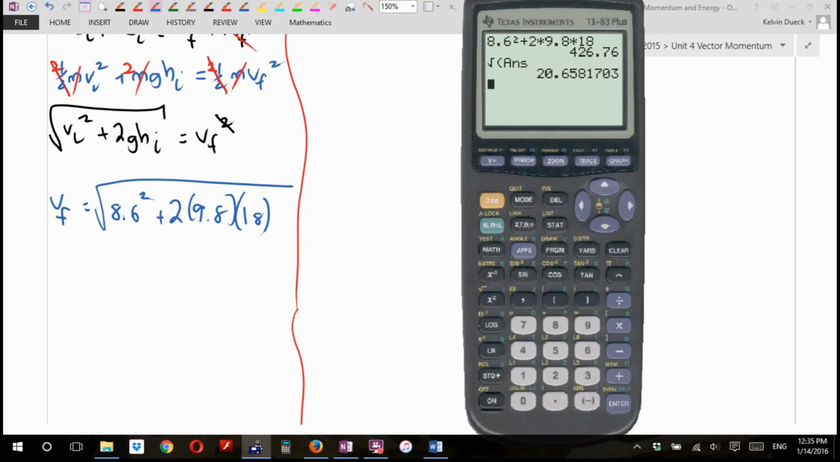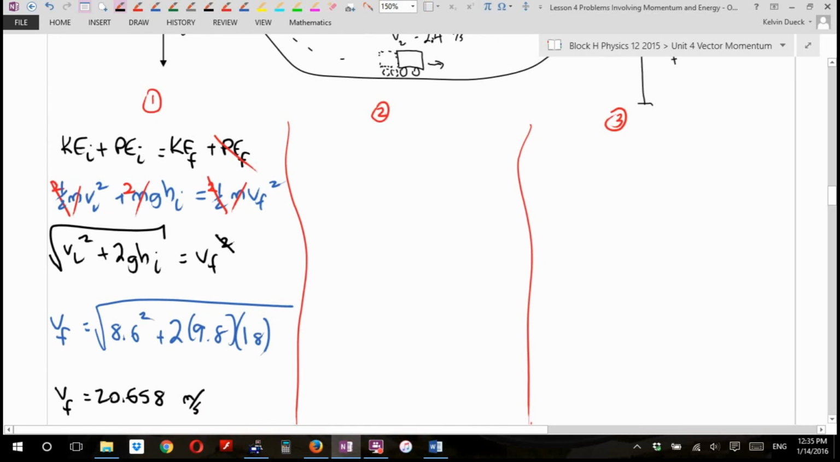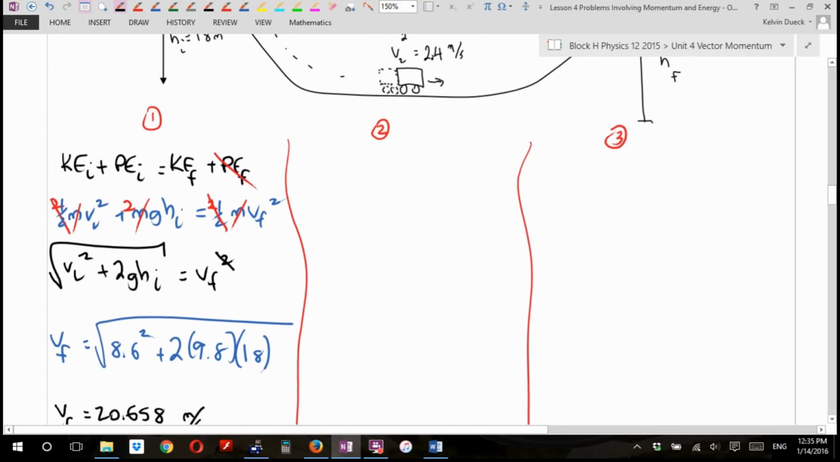And I get 20.658. I'll carry some extra sig figs, or I'll use my answer button. Is that right? Yes? 20.658? Now what? Situation 2. Right? Good. Wham! They collide.